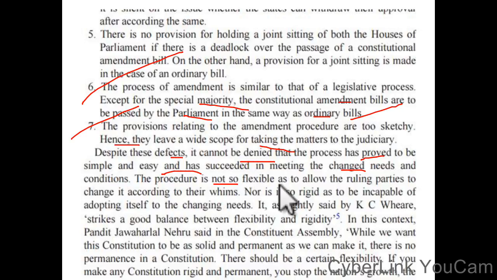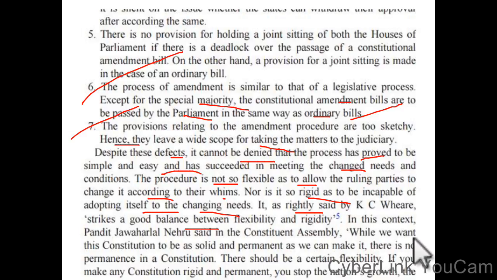The procedure is not so flexible as to allow the ruling parties to change it according to their whims, nor so rigid as to be incapable of adapting itself to changing needs. It has rightly been said that the procedure strikes a good balance between flexibility and rigidity. It is in this context that Jawaharlal Nehru said that we want this Constitution to be as solid and permanent as we can make it, but there is no permanence in the Constitution. There should be a certain flexibility.